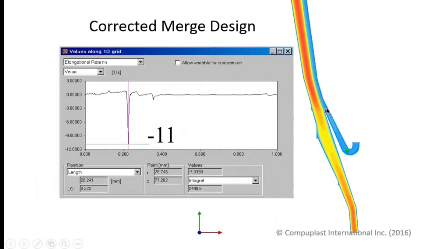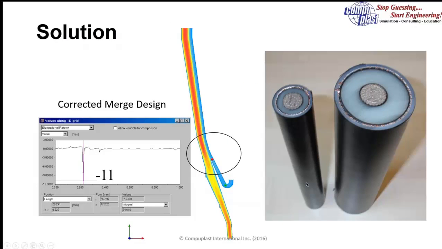And so we suggested that they modify the way the material comes in so that it comes in more at an angle, and that they match the velocity of the material before it comes in to what the velocity of the material wants to be after it merges, and to significantly reduce the amount of deceleration the material experiences in that region. And then they could produce acceptable cable without any instabilities.